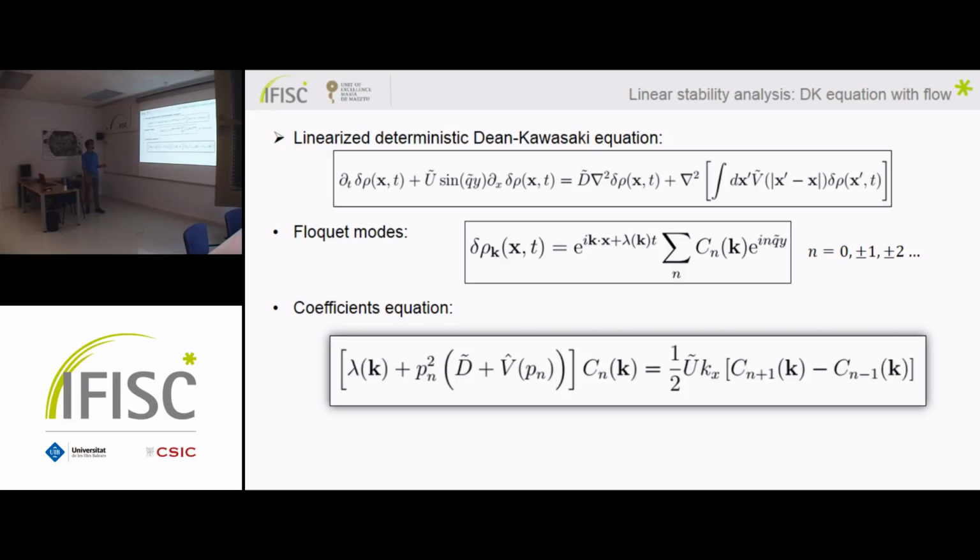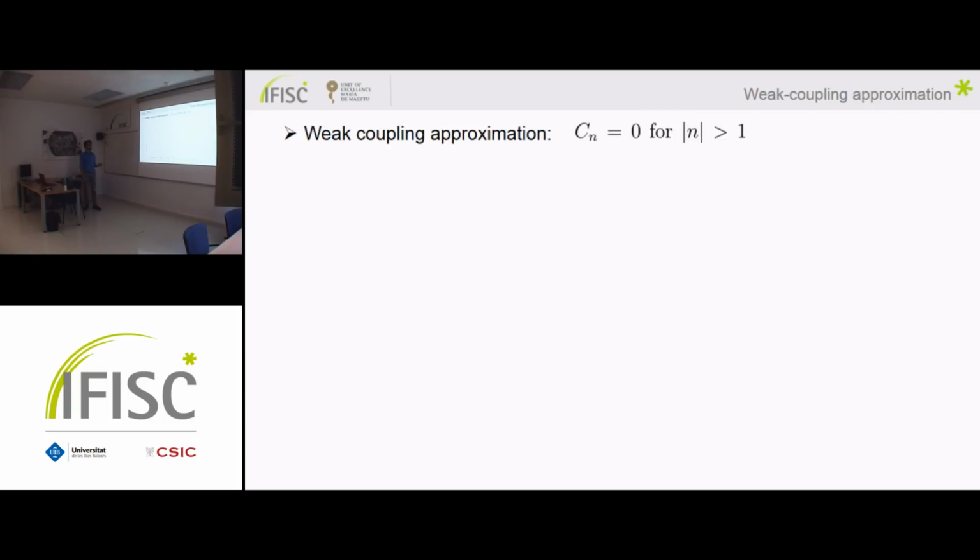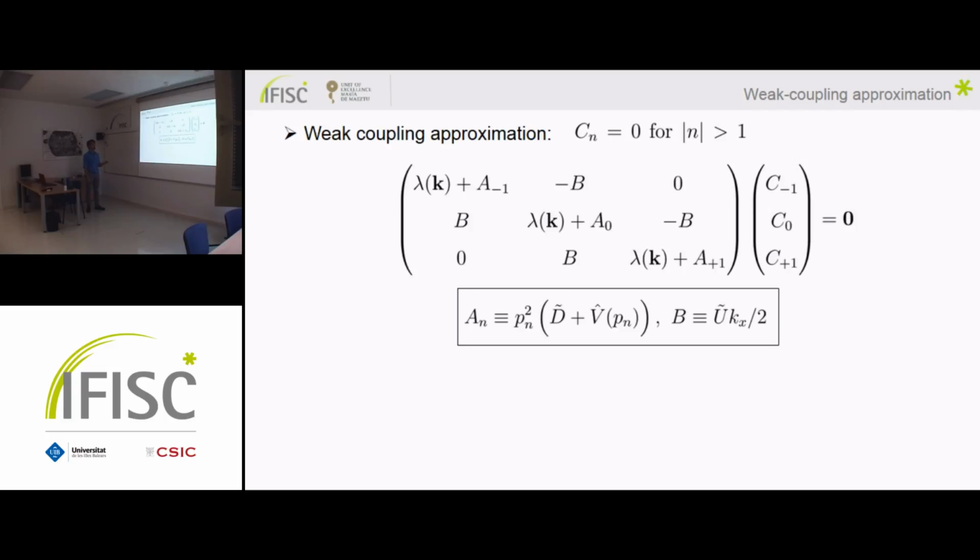Inserting this formula into the equation above, we get this system of linear coupled equations for the coefficients C_n of the Floquet modes, where the p_n are wave vectors that are displaced by the periodicity of the flow. We are not going to study the whole system of equations, but we focus on the weak coupling approximation, and we are going to study the system only for the first three modes, n equals 0, n equals 1, and n equals -1, to get this reduced homogeneous system of equations. And to get the form of the growth rates, we need to solve the characteristic equation of the coefficient matrix.